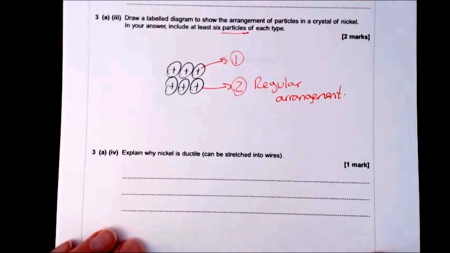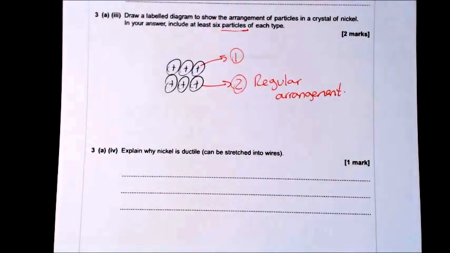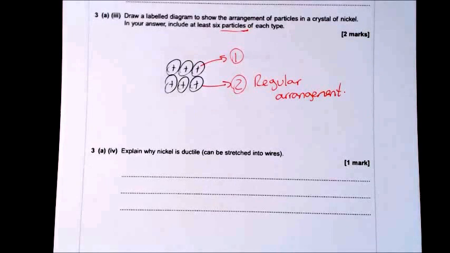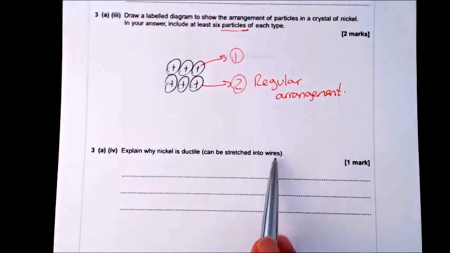Okay, so if we look at the last question here on this page, which is 3A.IB, it says explain why nickel is ductile. That means it can be stretched into wires. This can be a little bit tricky if you don't really understand the structure of metals, but ductile means it can be stretched into wires.